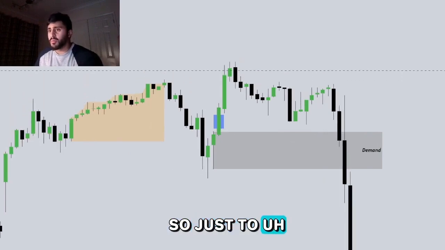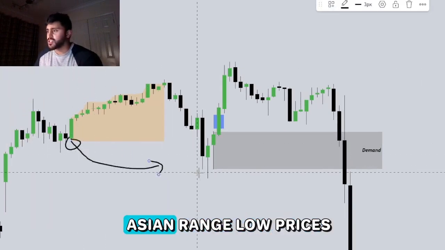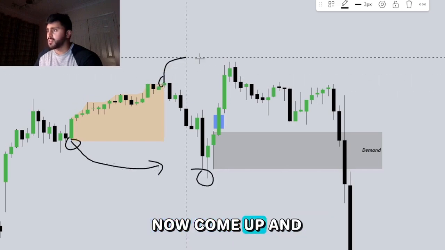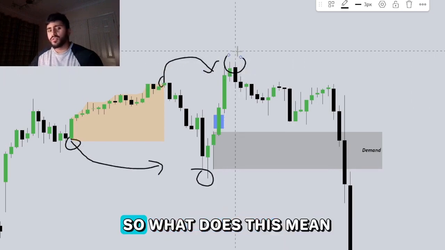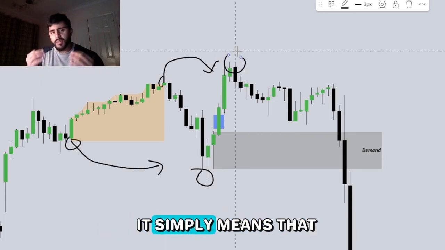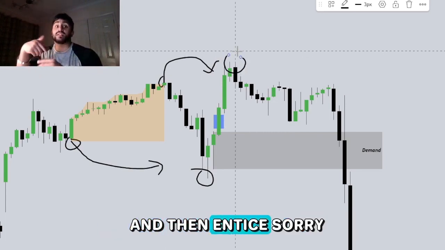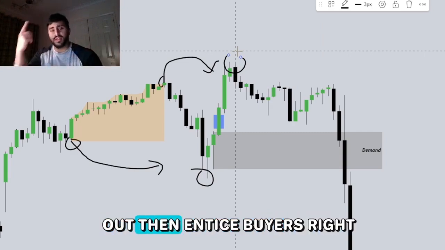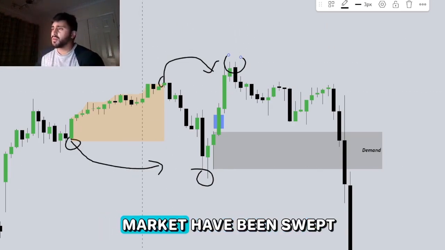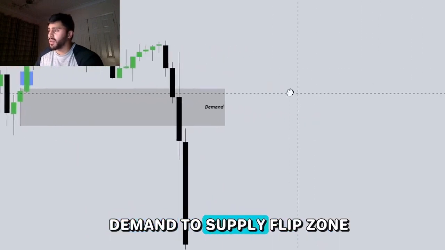So just to break this down in terms of liquidity, right? We had the Asian range low, price has taken out the Asian range low, price has now come up and taken out the Asian range high. So what does this mean from a price action or manipulation standpoint? It simply means that the market is looking to entice early buyers and take them out, and then early sellers, take them out, then entice buyers, right? Both sides of the market have been swept like this. And so now we have what we call a demand to supply flip zone.